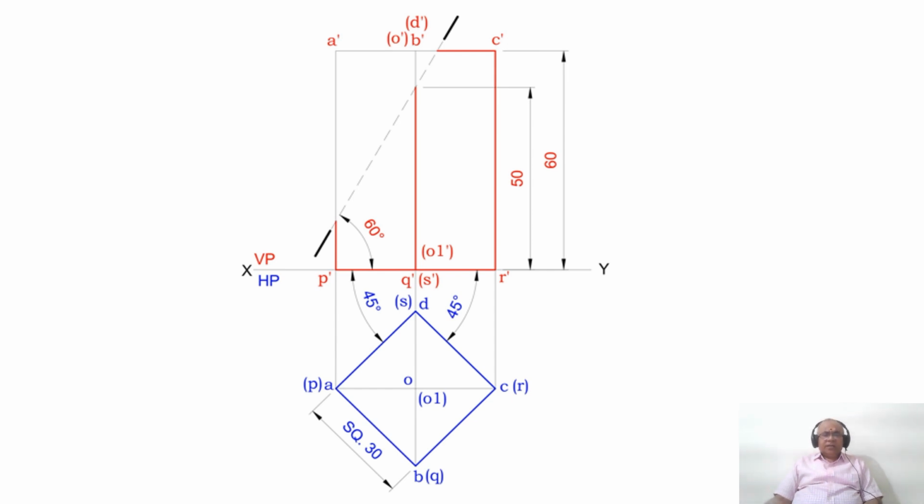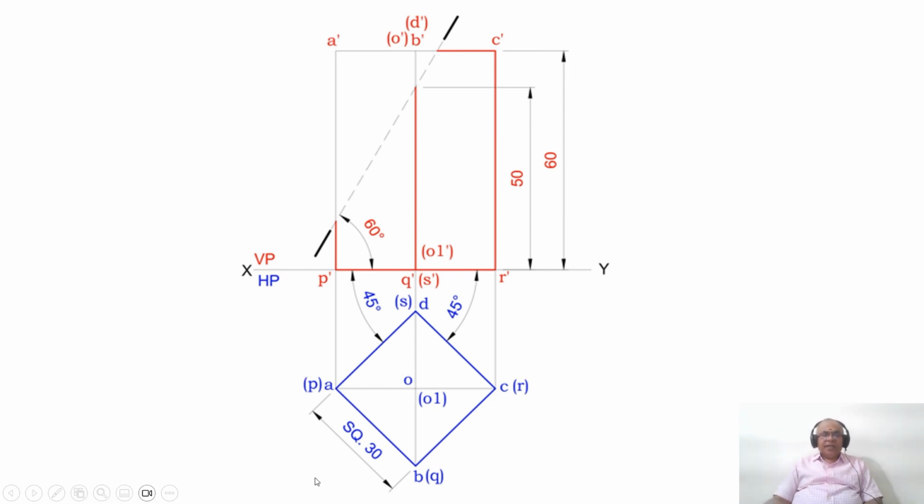Now once you look from the front view, you can see the height of the prism. So draw a vertical projector. You measure from the XY line a distance of 60 and draw a horizontal line. And draw a vertical projector from A, P to the front view. Similarly from B, Q to the front view and also from C, R to the front view till a height of 60 mm.